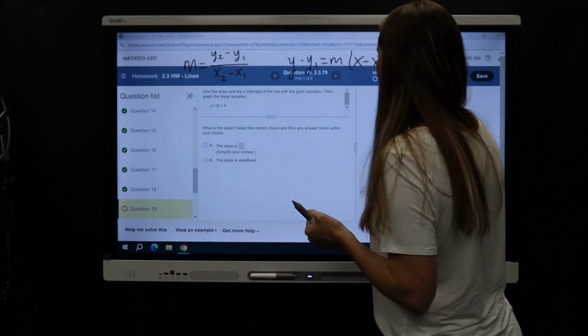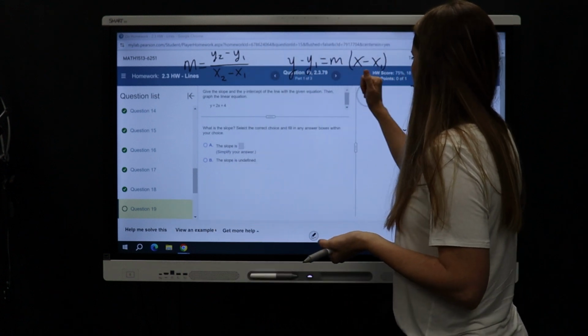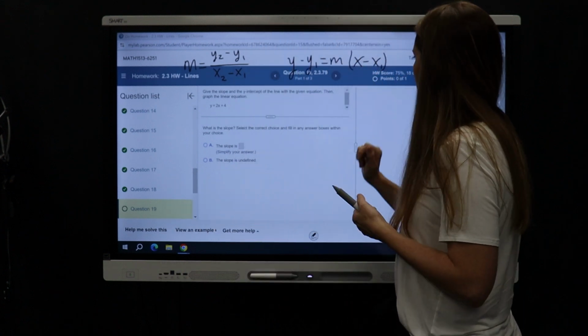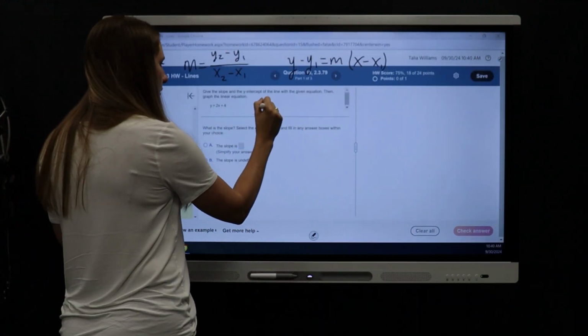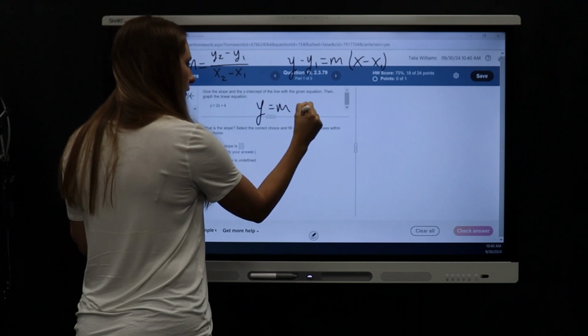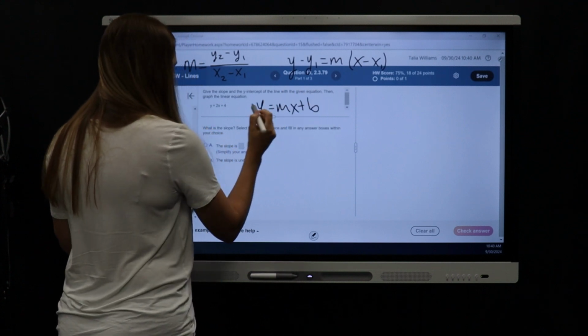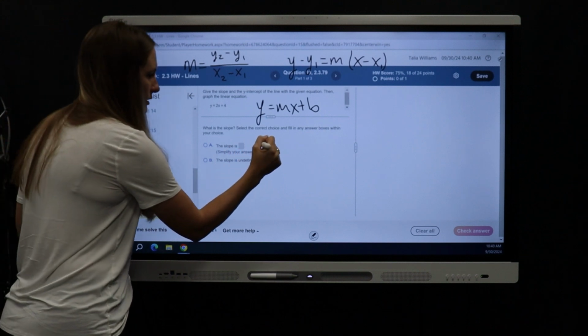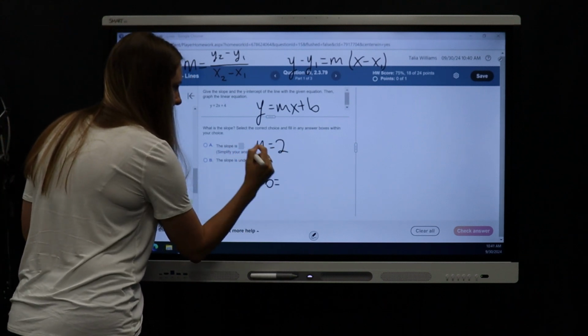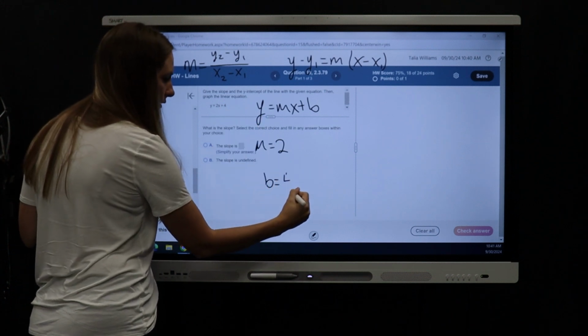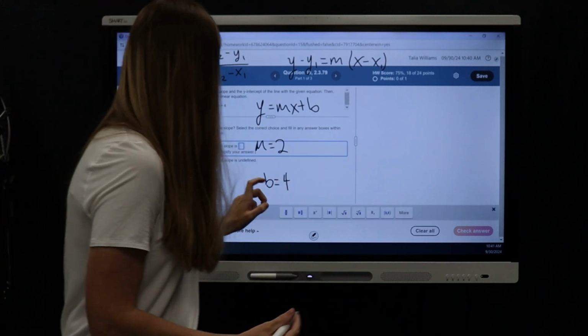Give the slope and the y-intercept of the line with the given equation. Then graph the linear equations. So they gave it to us in slope-intercept form. So our slope is what's with x, so slope is 2, and then our y-intercept is +4, so it's 4. We'll go ahead and do those real quick.